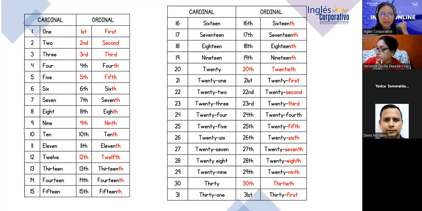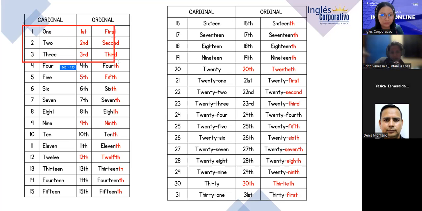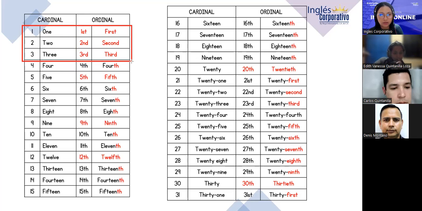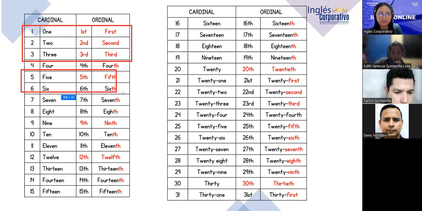Ayúdenme a identificar, let's identify los que he escrito totalmente en rojo, clase. ¿Cuáles son? Identifíquenlos. First. Second. Third. Totalmente en rojo. Nine. How about number five? Five. What else? Number nine, you say, right? Number nine.